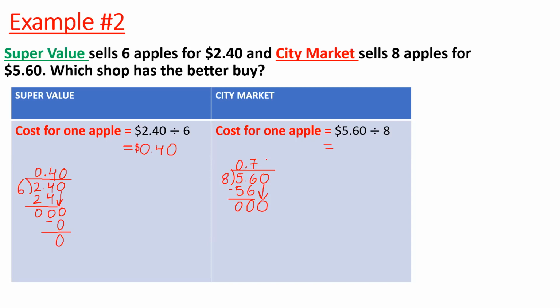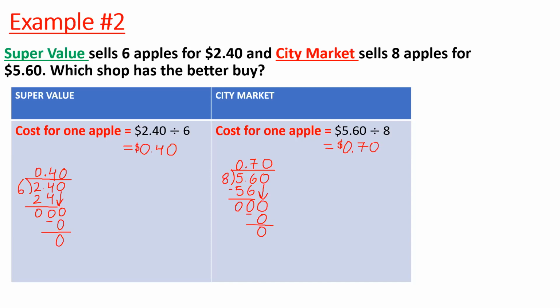And so 8 times 0 is going to be 0. And so we have 0 minus 0, which is going to be 0. And so what does that mean? That means that the cost for one apple at City Market is going to be what? 70 cents. So which one has the better buy?